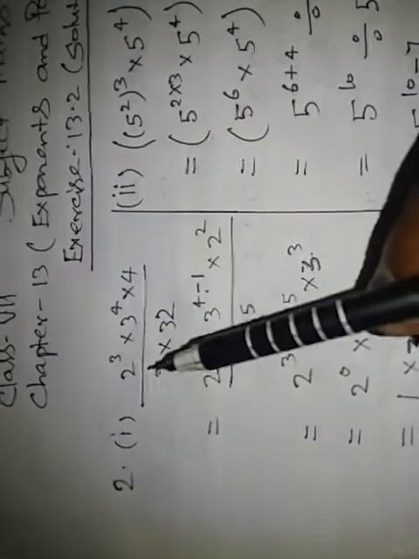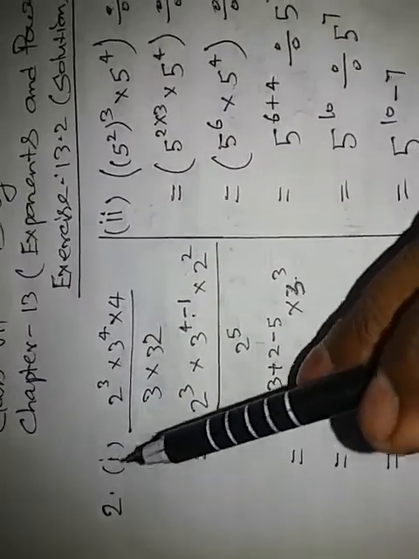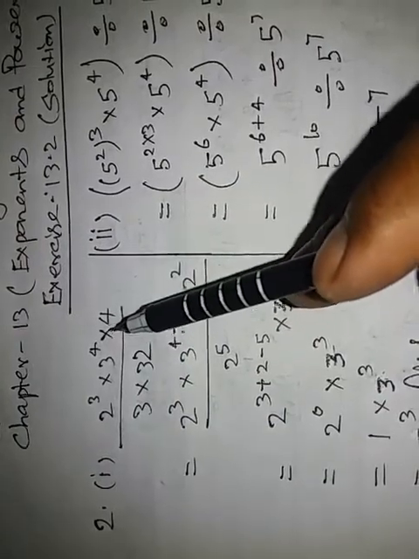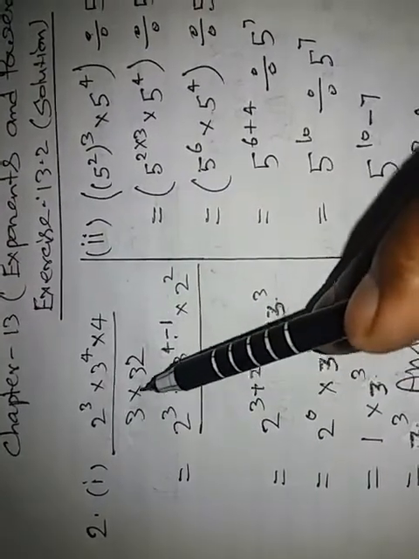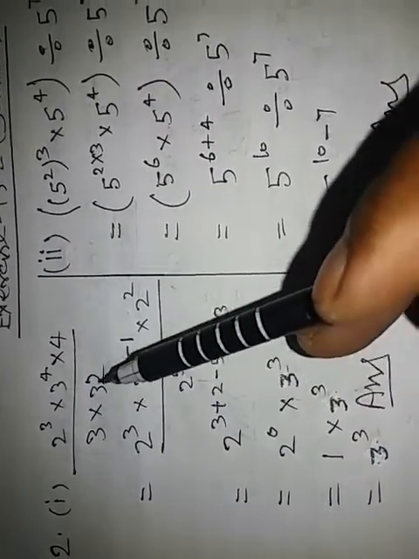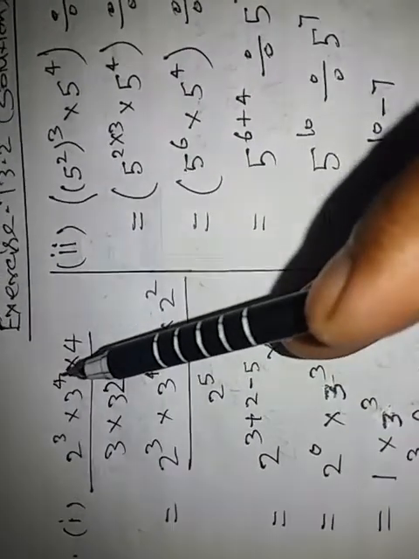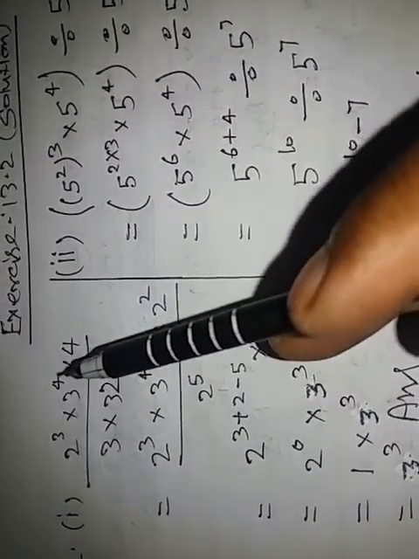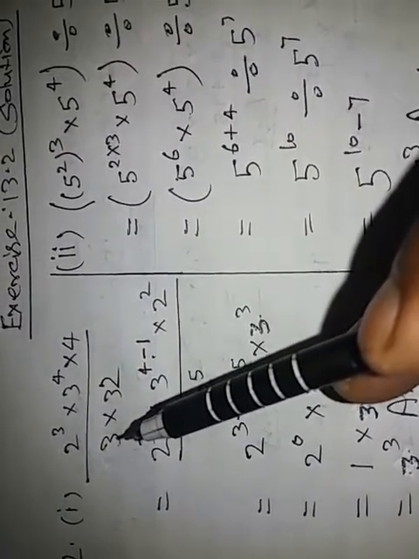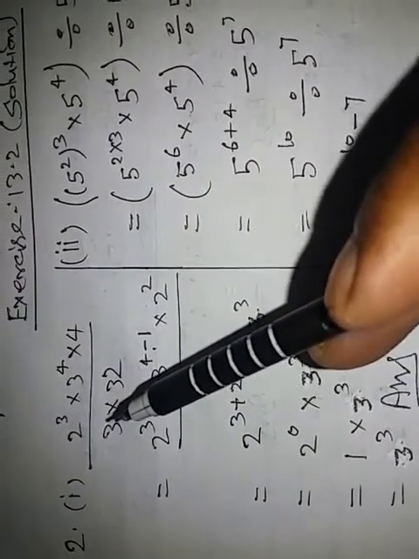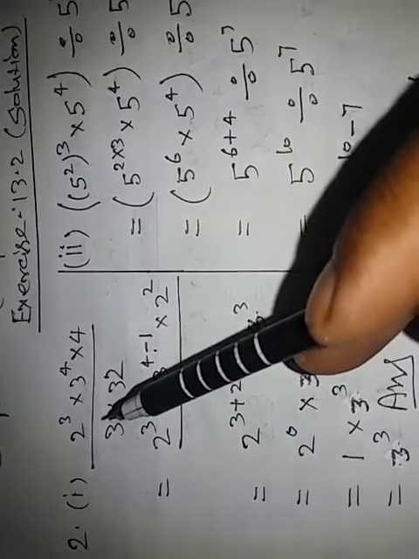Now the solution of part 1 of question number 2. 2 to the power 3 into 3 to the power 4 into 4 upon 3 into 32. Here 3 is 3 to the power 1. Divide 3 to the power 4 by 3, so 3 to the power 4 minus 1. Here the exponent is 1. Okay.